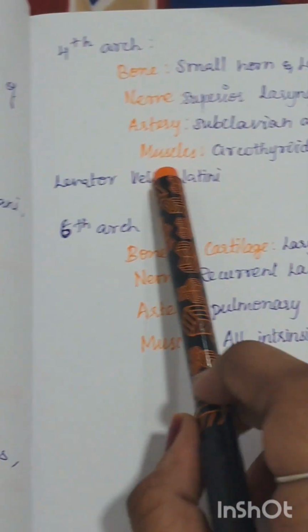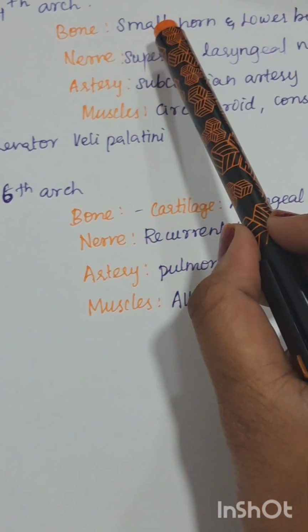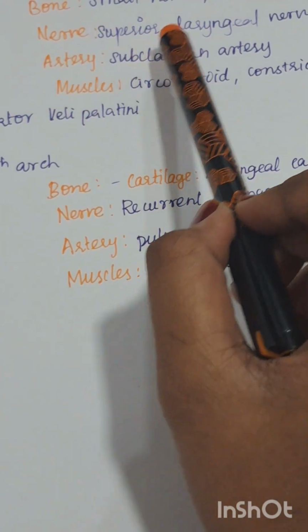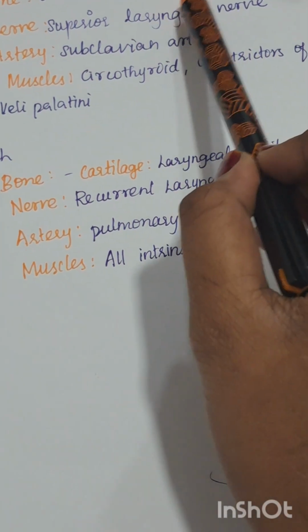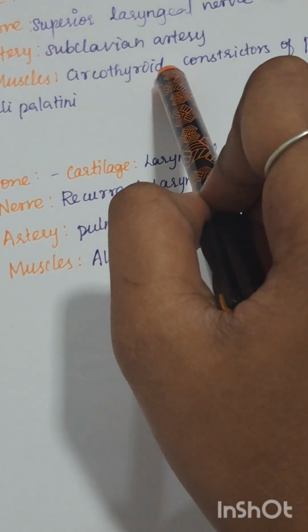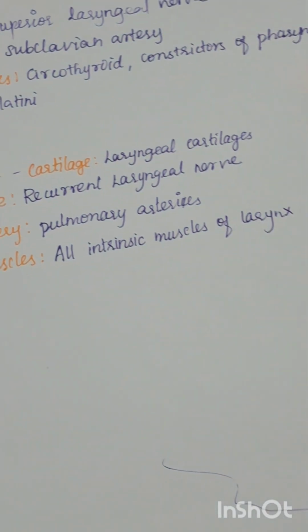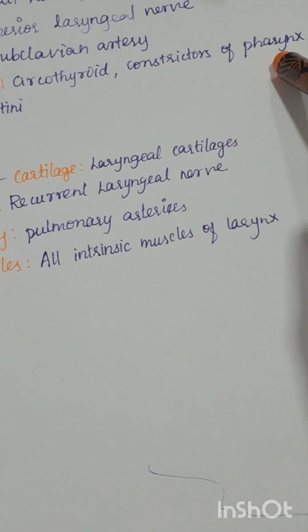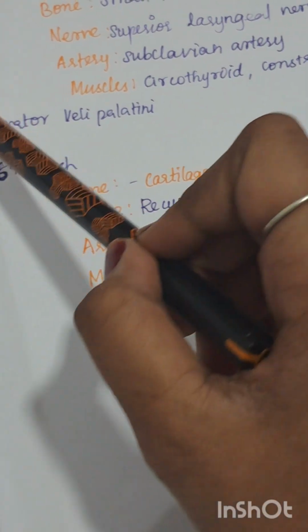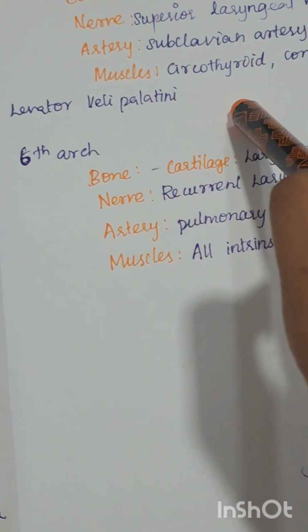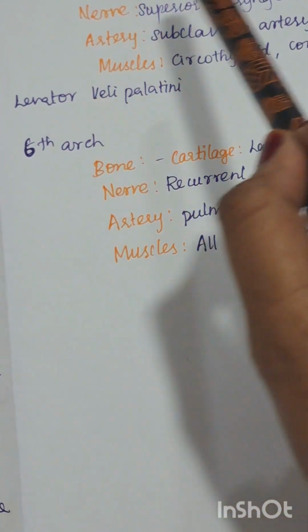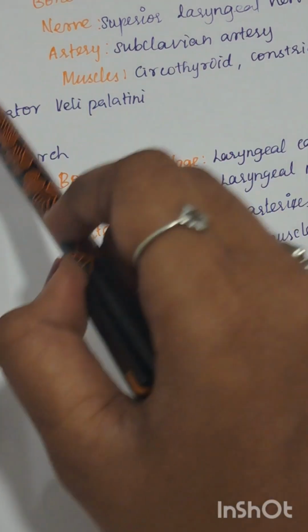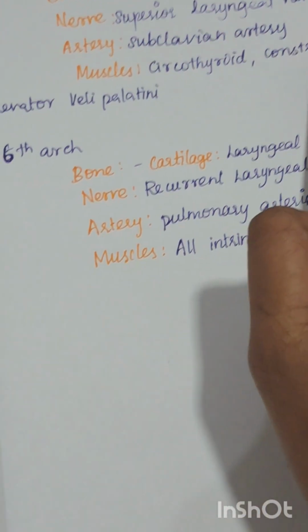Coming to the fourth arch, the bone is the lesser horn and lower body of the hyoid bone. The nerve is the superior laryngeal nerve, and the muscles supplied are the cricothyroid, the constrictors of the pharyngeal muscles such as superior, middle and inferior constrictors, and the levator veli palatini muscle. These are supplied by the superior laryngeal nerve and its branches. The artery is the subclavian artery.